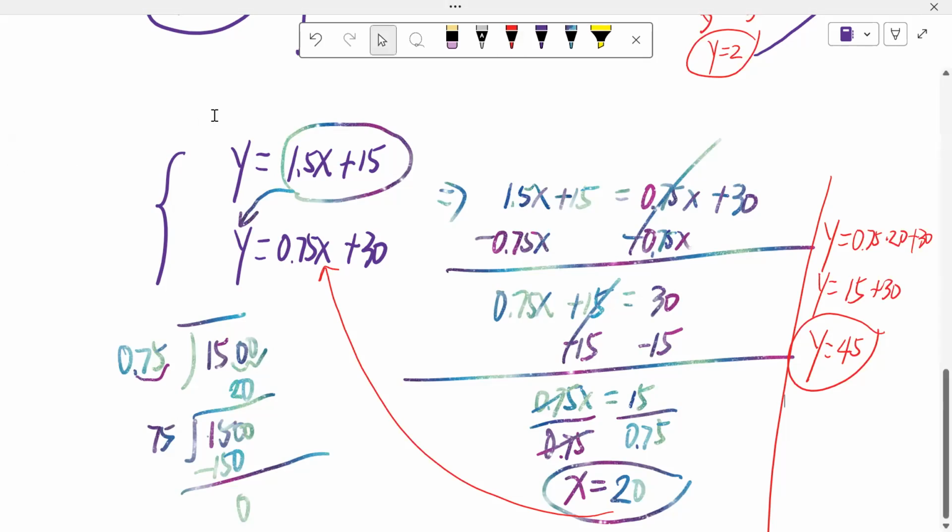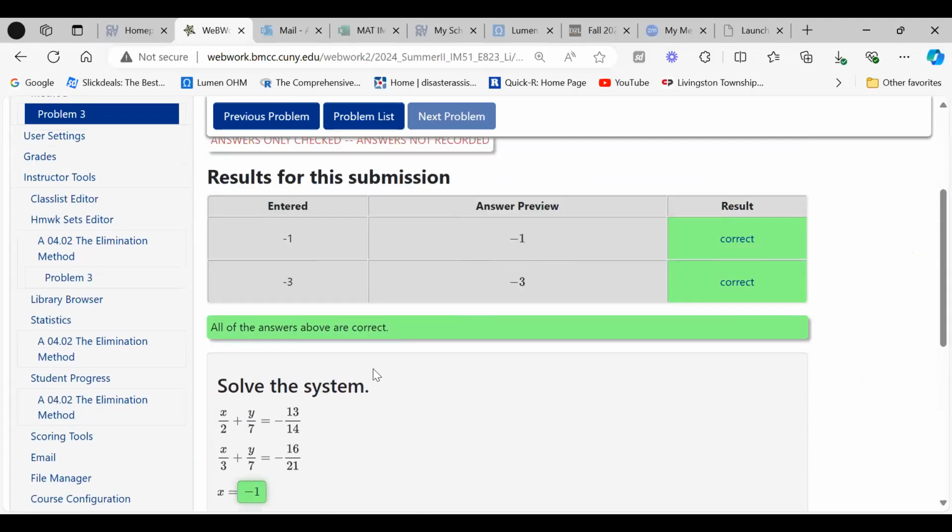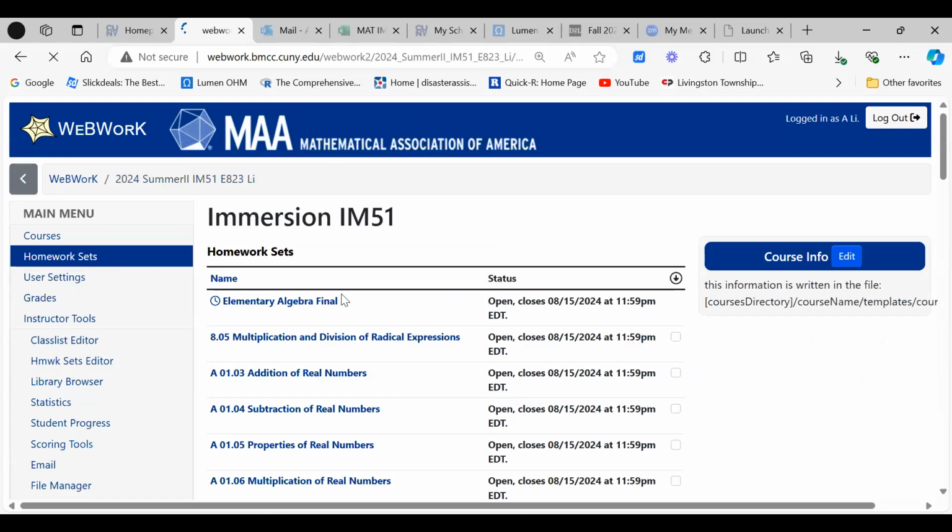Okay. Now let's get to the exercise from the workbook, 4.3.